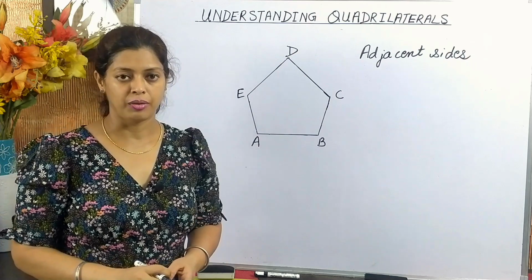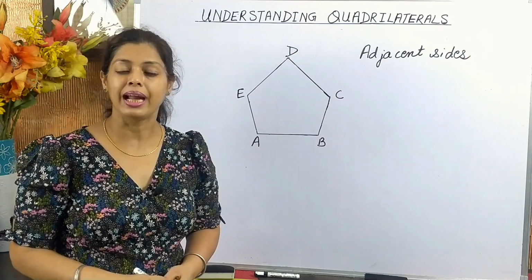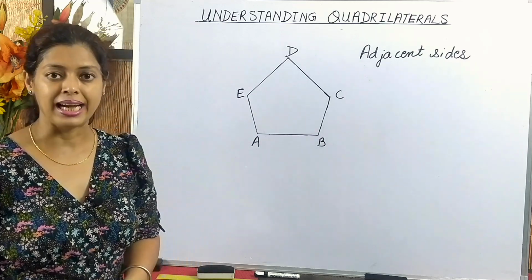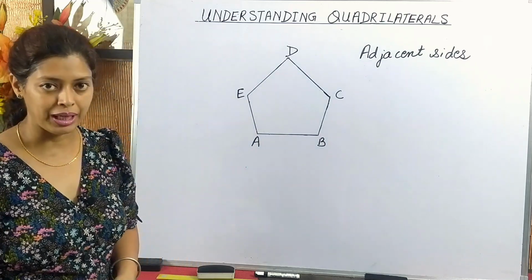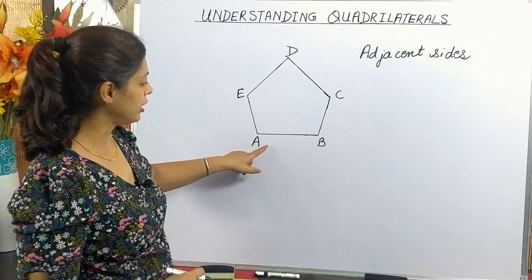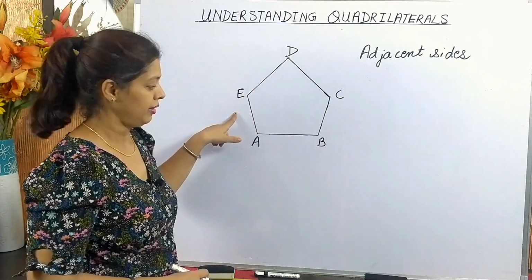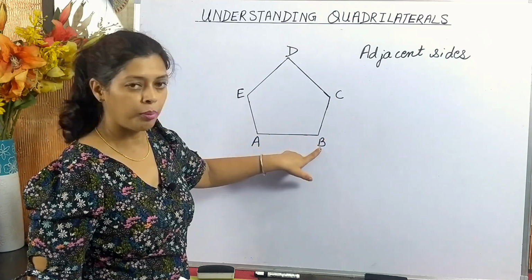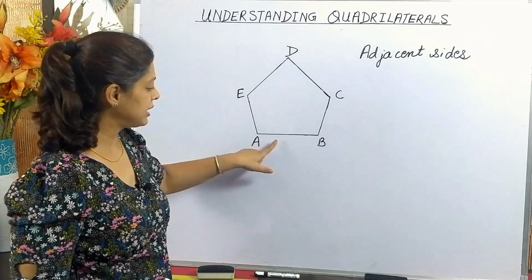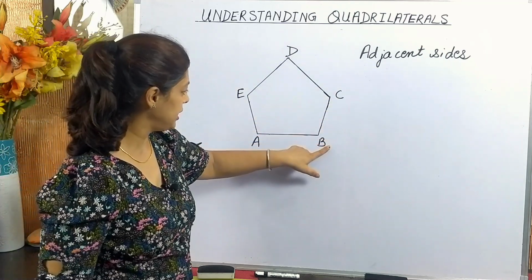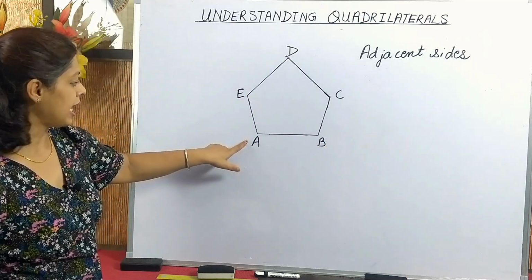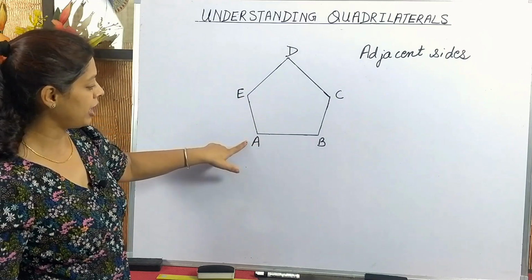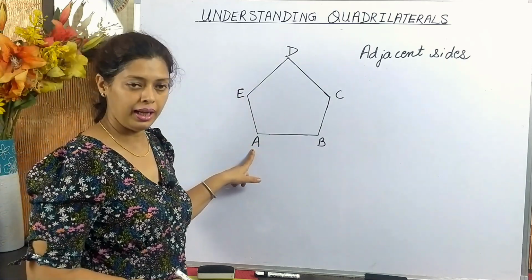Any two sides which have a common endpoint are called the adjacent sides of the polygon. In simple language, we can say the sides next to each other or the neighboring sides. So if we consider the polygon ABCDE and see side AB and side BC, both of them have a common endpoint B. So we can say that side AB is adjacent to side BC. Similarly, side AE is also adjacent to side AB because both of them again have a common endpoint A.